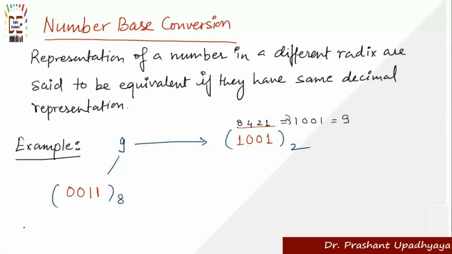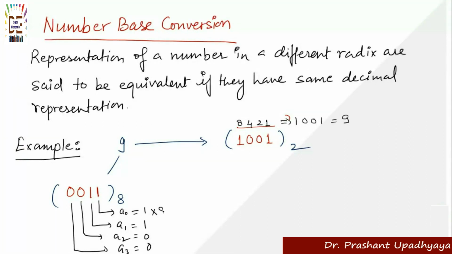Let us verify whether this is correct or not. What is the value of this A0, this is A1, this is A2, and this is A3. A0's value is 1, A1's value is 1, this is 0, this is 0. Multiply by 8 raised to power 0, this is 8 raised to power 1, then 8 raised to power 2, then 8 raised to power 3. So what is this? 1 plus 8 plus 0 plus 0. What is the answer? 9.